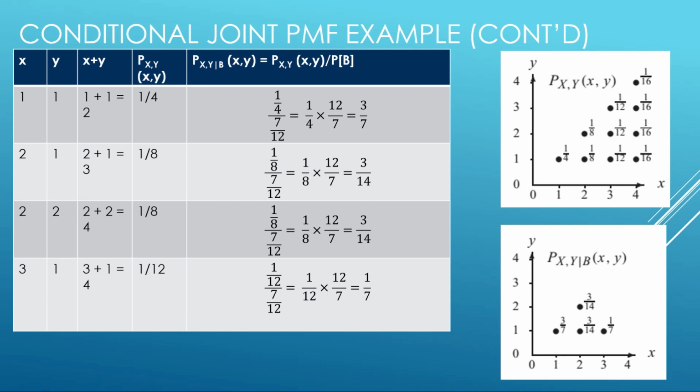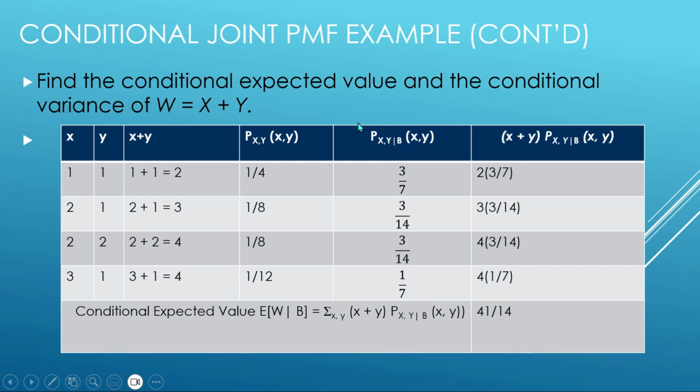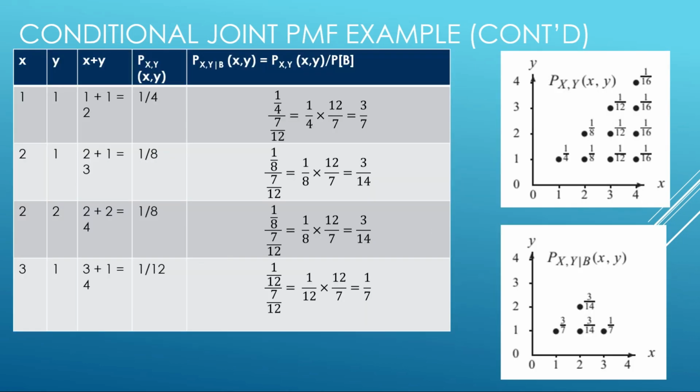So now we have found the probability of x comma y given B. We have plotted it on this graph over here as well. 1 comma 1 is 3 by 7, 2 comma 1 is 3 by 14, 2 comma 2 is 3 by 14, and 3 comma 1 is 1 by 7. Now we find the conditional expected value and the conditional variance of W is equal to x plus y. Here we have found the conditional joint probability of x comma y given B.